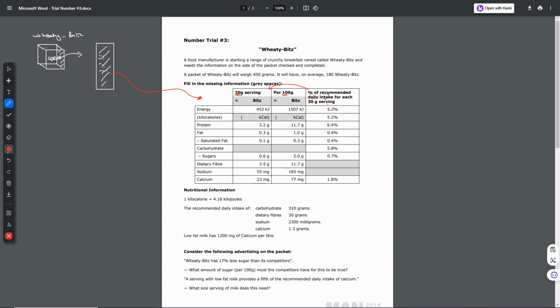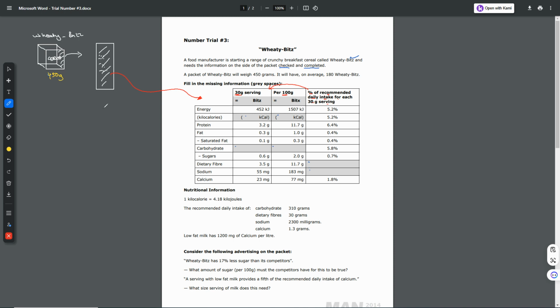Okay. All right. Let's move on. So a food manufacturer is starting a range of crunchy breakfast cereal called Wheaty Bits. That's understandable, and needs the information on the side of the packet checked and completed. So our job is to check if it can be completed, which means we have certain spaces over here, wherever the dots are, that we need to complete somehow. It says a packet of Wheaty Bits will weigh 450 grams. Okay, so let's write that number down. It's going to weigh 450 grams, and that's the weight.